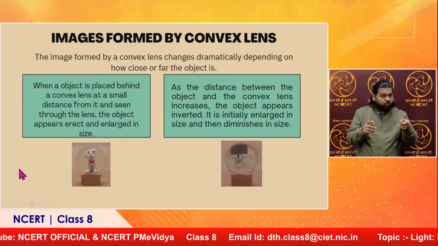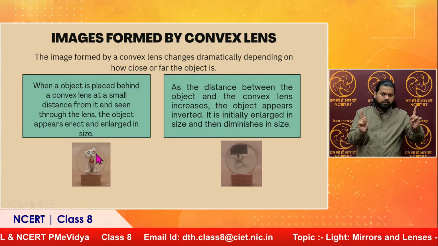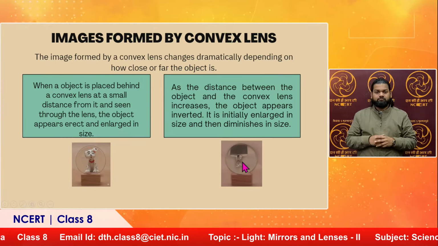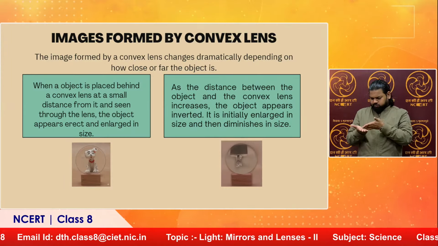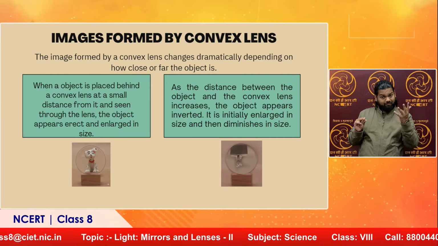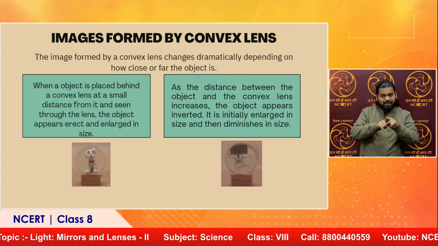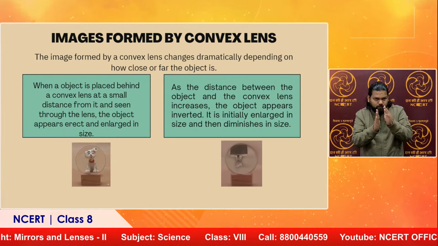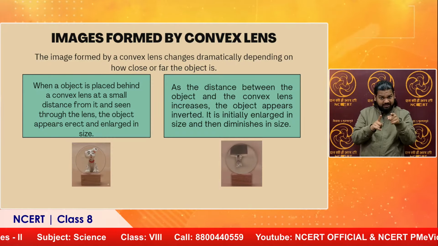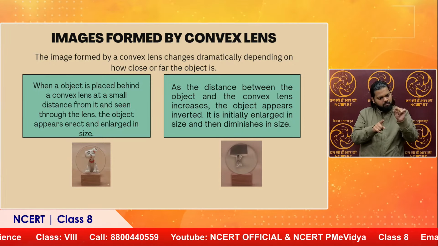When the object is placed nearby, you get an image which is erect and enlarged. You get a big image. And when the object is placed at some distance, right, the image is small as compared to the object, and it is inverted upside down, right? So do keep this point in note somewhere that whenever we talk of convex lens, there are 6 cases wherein we keep on changing the place of the object, and based on that we get the image formed.